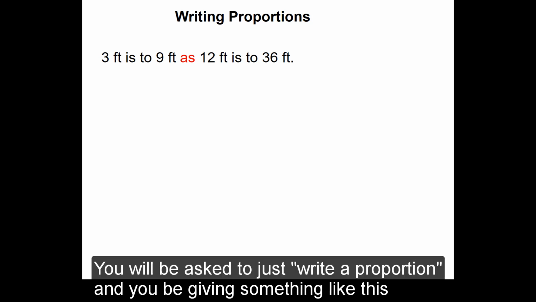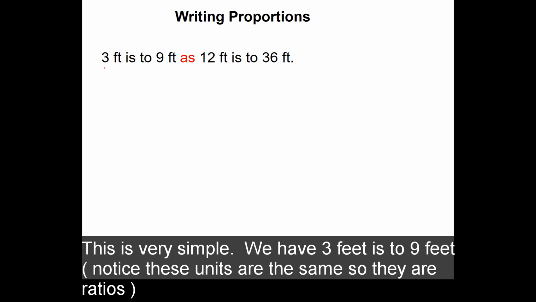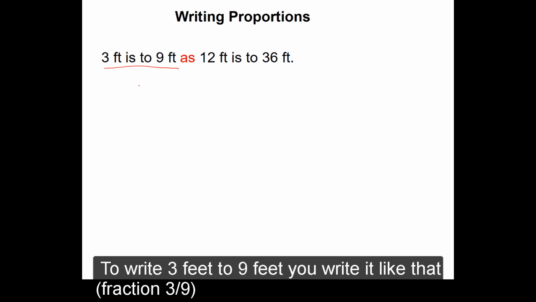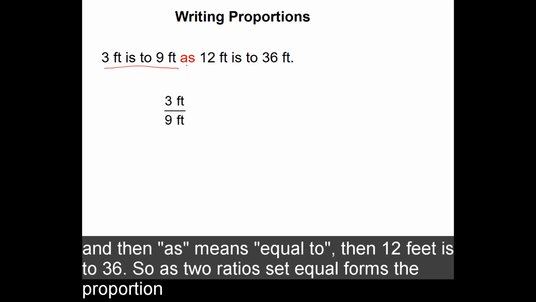One thing you'll be asked to do in the homework is just simply write a proportion, and you'll be given something like this. And this is very simple. So here we have 3 feet is to 9 feet. Now notice these units are the same, so these are going to be ratios. So if we want to write 3 feet to 9 feet, we would write it like that. And then it would be equal to 12 feet is to 36 feet. So as two ratios set equal to each other, this would be the proportion.